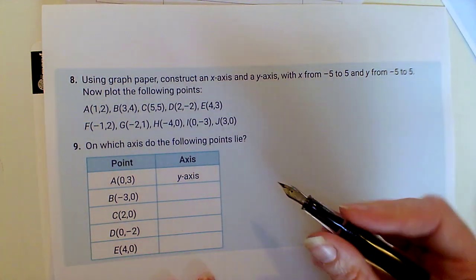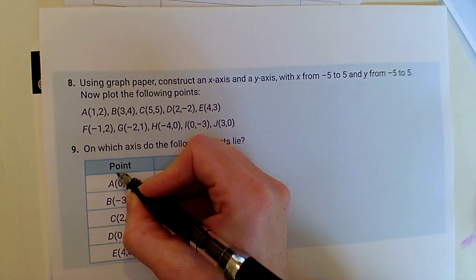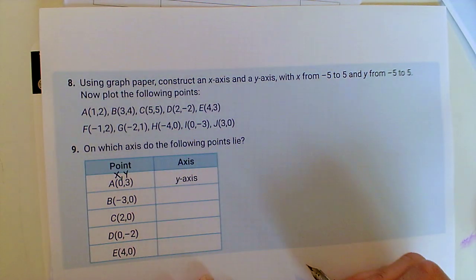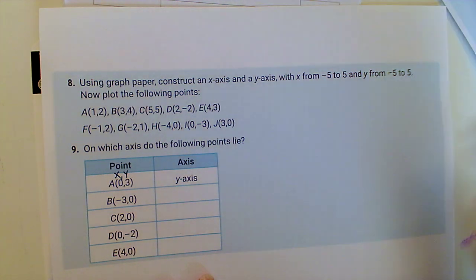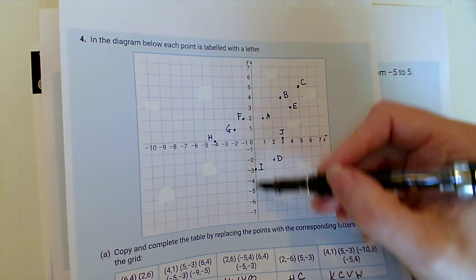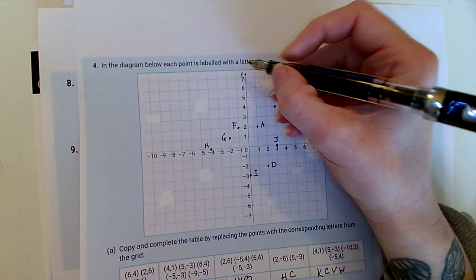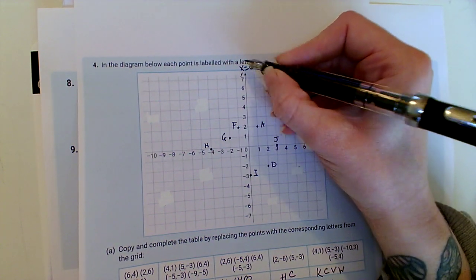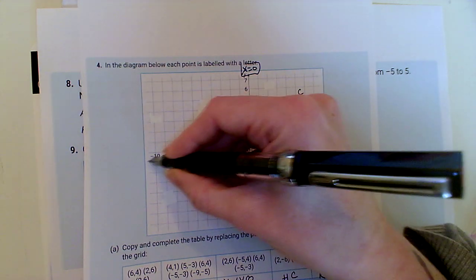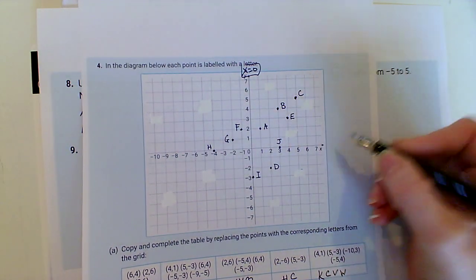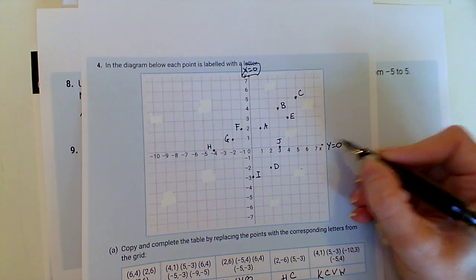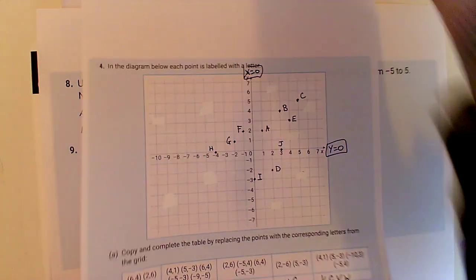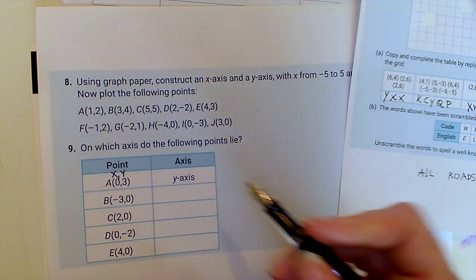On which axes do the following points lie? Now remember, all of our points are in the form x, comma, y. And there's something that we can notice. All along the y-axis, you haven't gone left or right. So all along the y-axis, x is equal to 0. And all along the x-axis, you haven't gone up or down. So all along the x-axis, y is equal to 0, which makes this really quick to do.